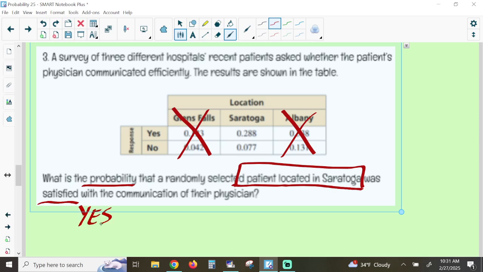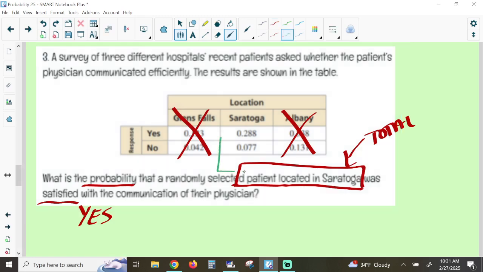Okay, so what is our total going to be? Do we have it? No, we need it. So we do need a total. But we know the total is going to be this. So go to your table. We do need that total. So let's add to the bottom of the Saratoga column. What's our total? 365. Okay. So our total is going to be 0.365.